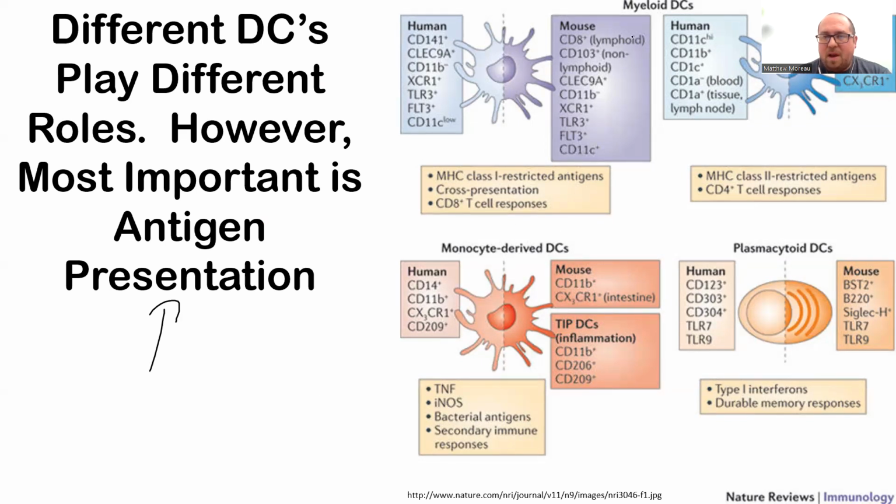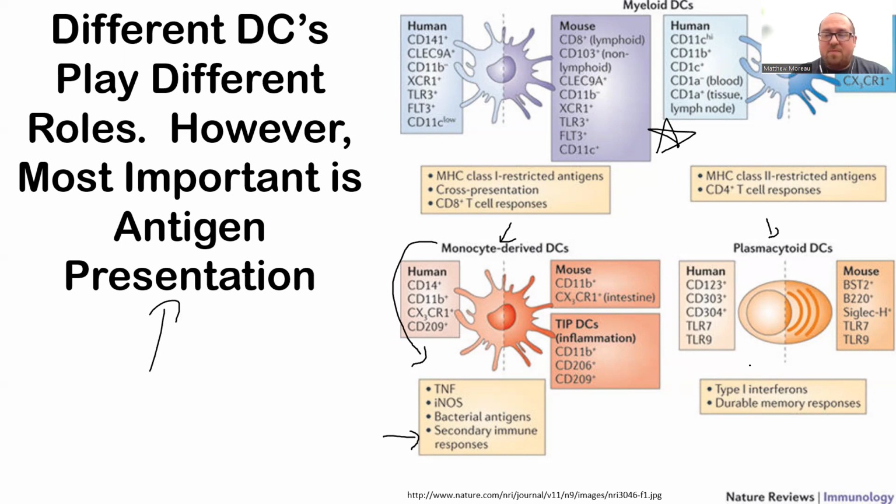We have myeloid dendritic cells. These are the most common, the conventional dendritic cells, so to speak. And then we have monocyte-derived dendritic cells and plasmacytoid dendritic cells. They play different roles in very specific things. Monocyte-derived dendritic cells are very pro-inflammatory. They typically activate as a function of the secondary immune response, so they activate in response to the activation of the adaptive immune system.